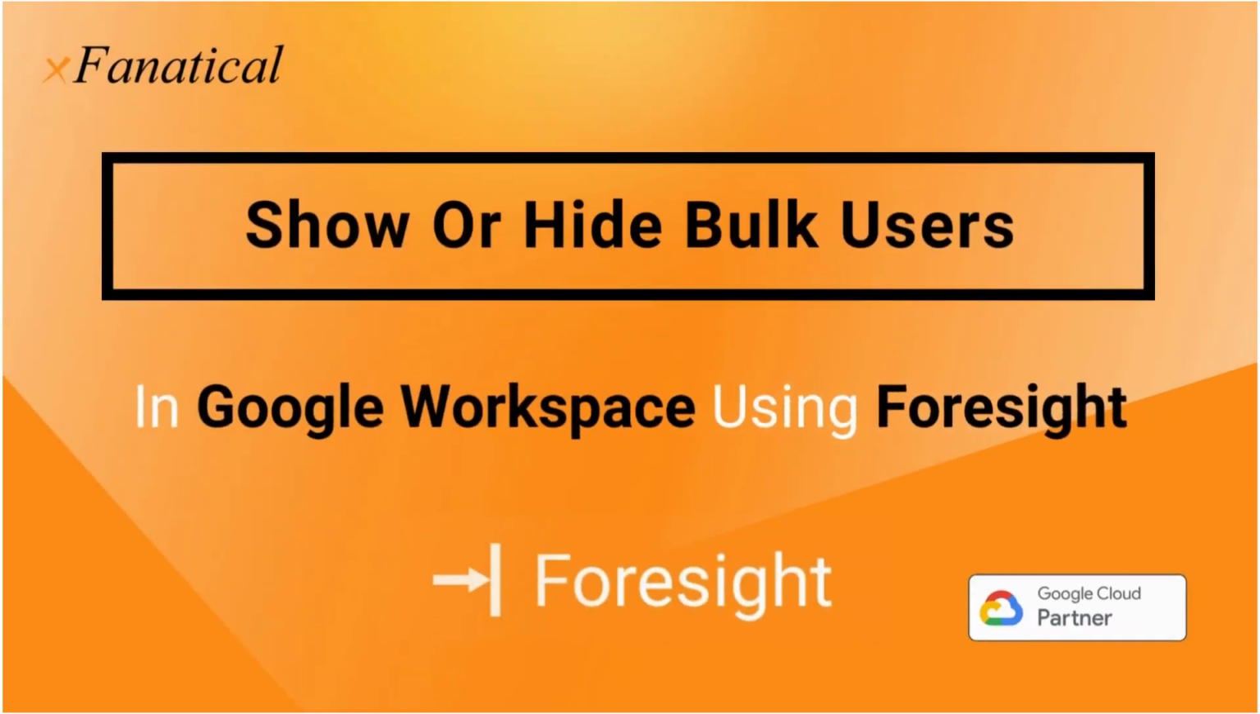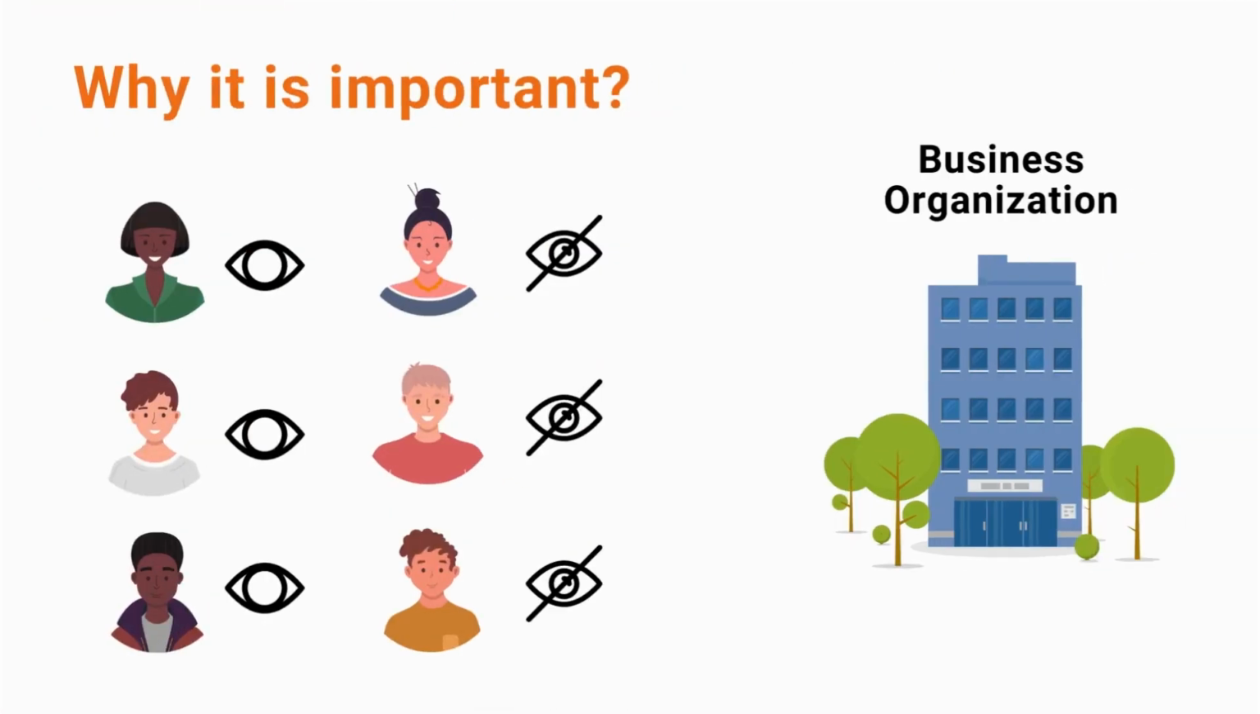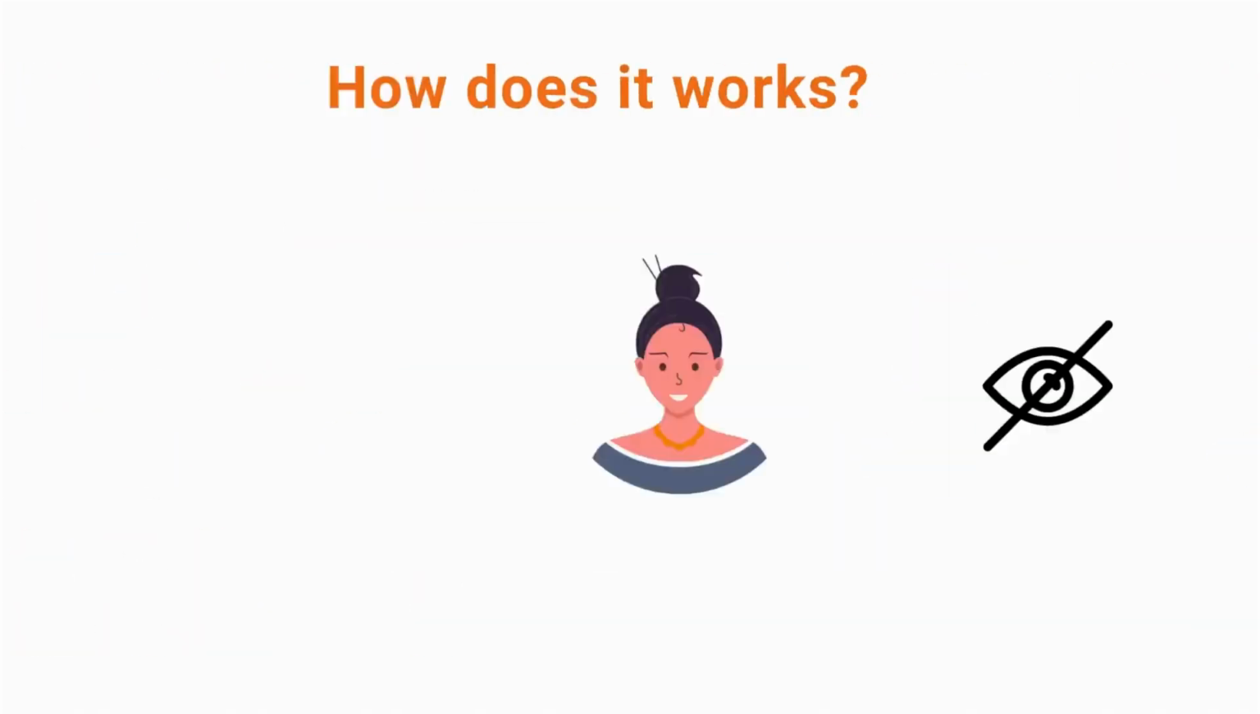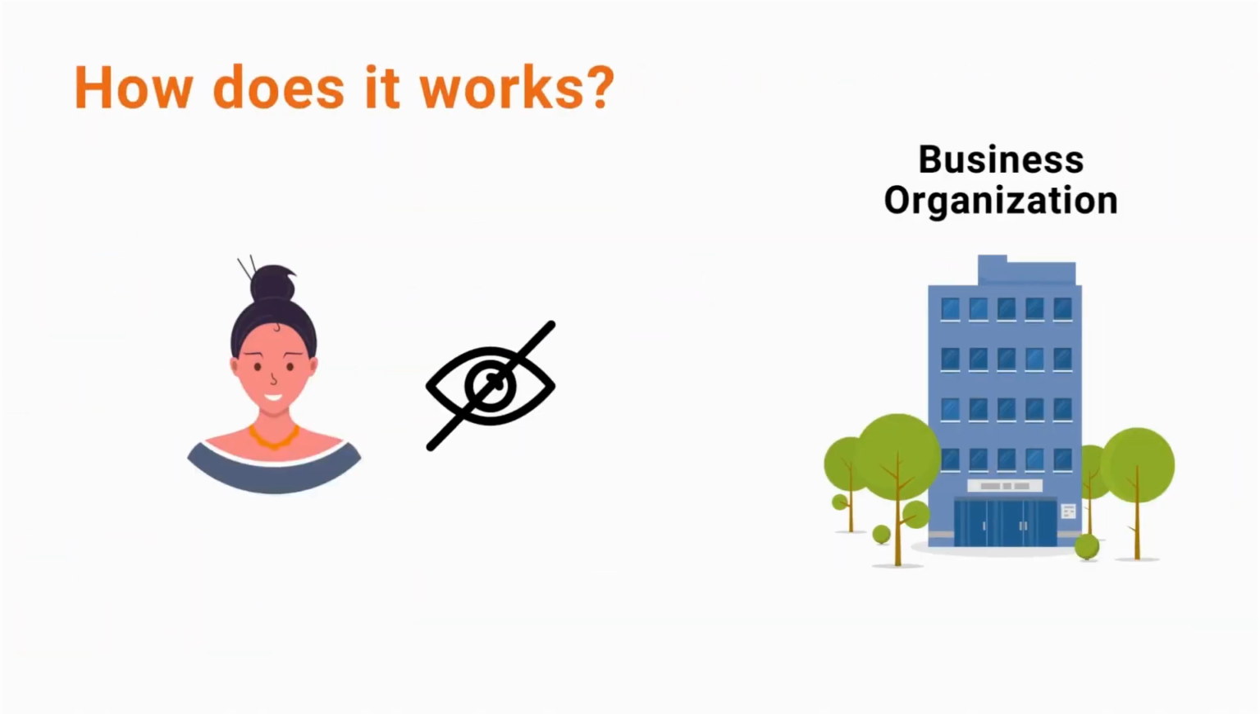In this short video, I'm going to demonstrate how you can show or hide bulk users in Google Workspace using xFanatical Foresight. There are often times when schools and corporations need to show or hide bulk users. If a user doesn't want to share their profile information in your organization's directory, you can hide their profile. Here is what happens when you hide a user in a directory.